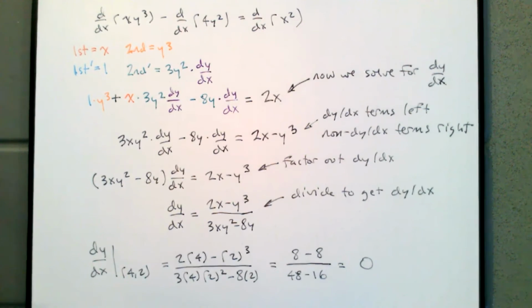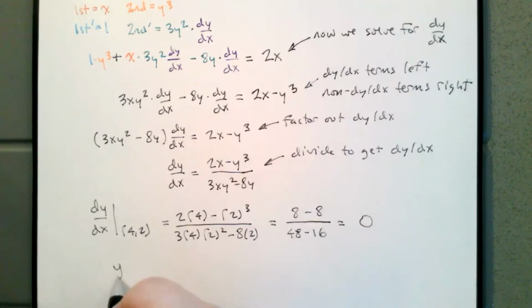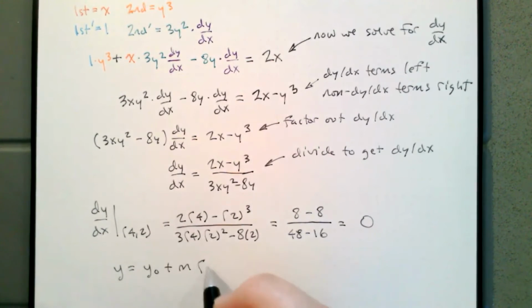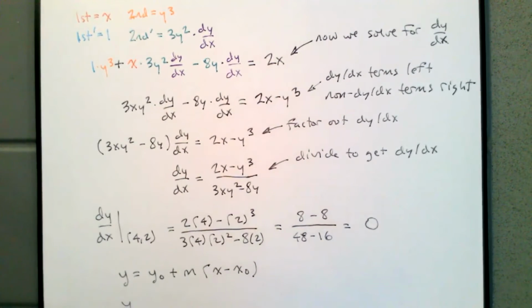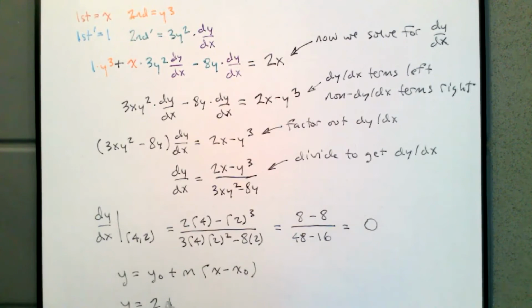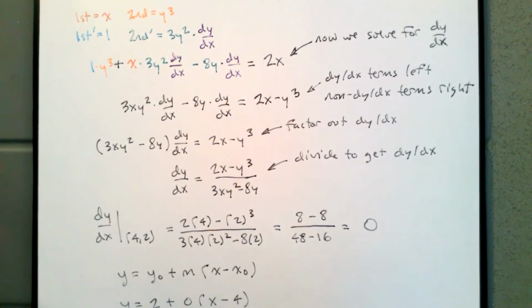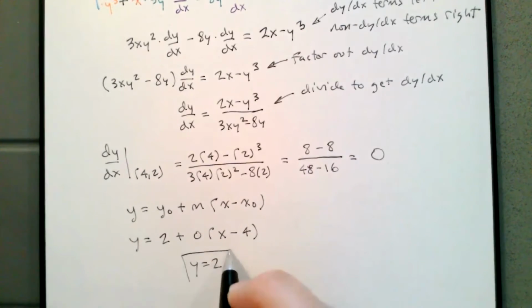Now we just need to put all this together into the equation of a line. The equation of a line is y equals y naught plus m times x minus x naught. So my point is (4, 2), so y naught is 2. My slope is 0 times x minus x naught, which is 4. So the equation of the line is y equals 2.